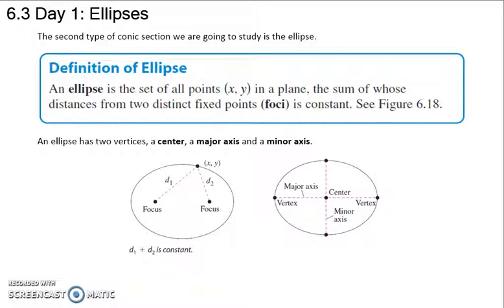Alright, in this video we're going to talk about section 6.3, day 1, ellipses. So we've already talked about parabolas. That was our first type of conic section. The second type that we're going to talk about is an ellipse.